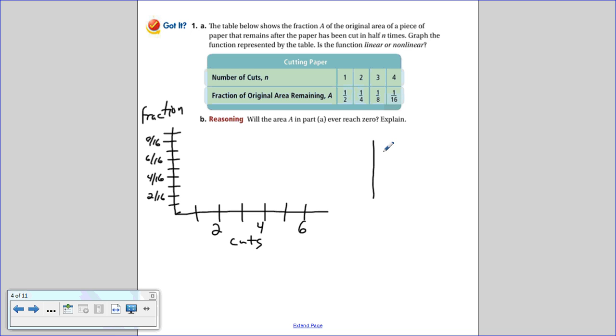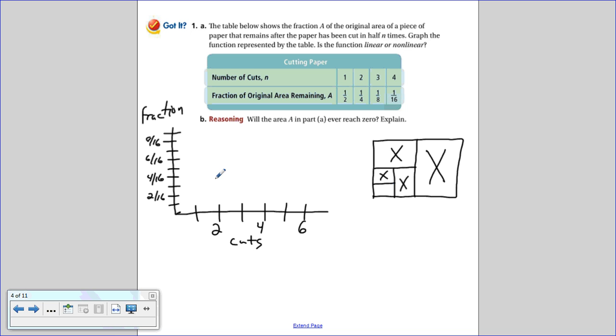So if we do this, this is what it's going to look like. Here's our piece of paper. You cut it. This half is done. Now you have this left. You cut it in half. This part is done. So now this is 1/4 of the original. Cut this part in half again. This is gone. This is 1/8 of the original. And again, this is 1/16, and it goes on and on and on.